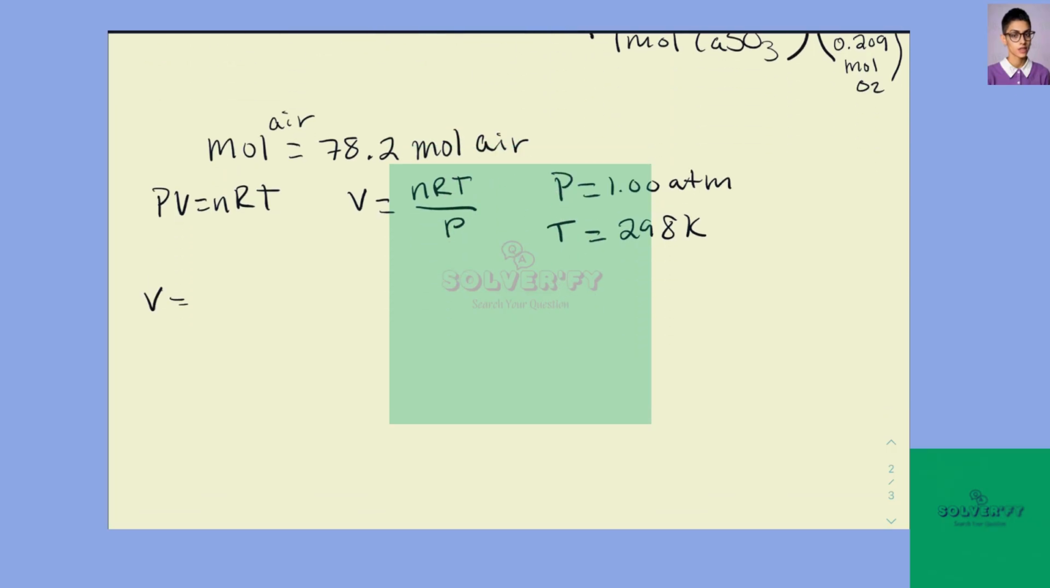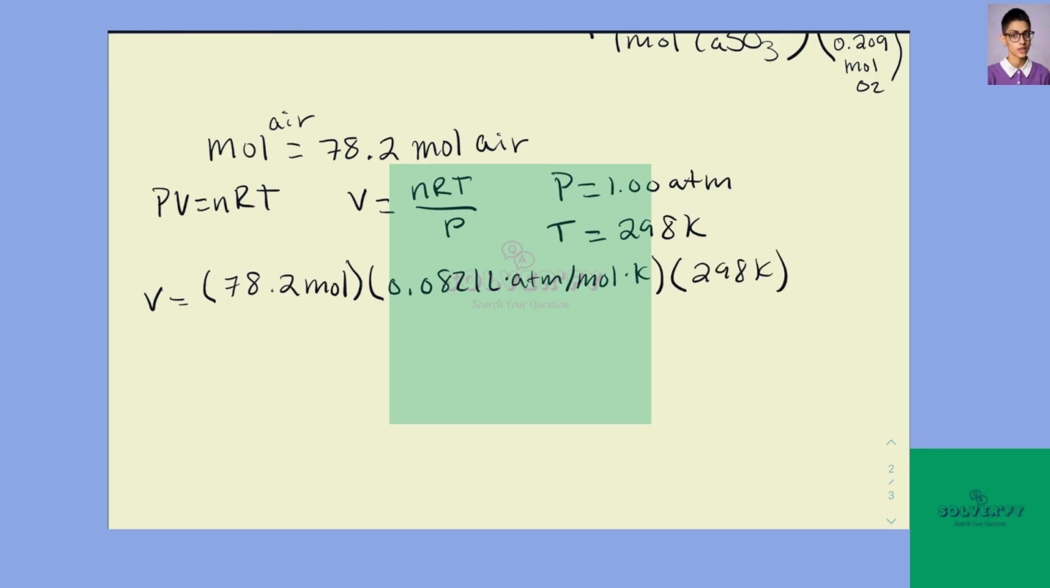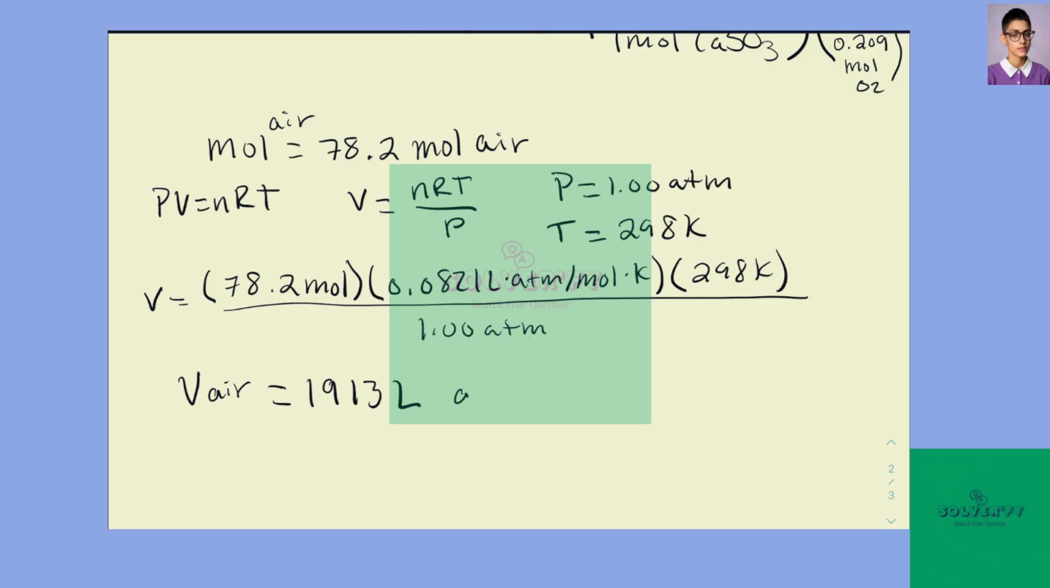So our volume is going to equal 78.2 moles of air times our R value, which is 0.0821 liters atmosphere per mole Kelvin, times our temperature, which is 298 Kelvin. And we're going to divide all of this by 1 atmosphere. So our volume of air is going to equal 1,913 liters of air that is needed to react fully with calcium sulfite. And that's how we solve the second part of this problem.